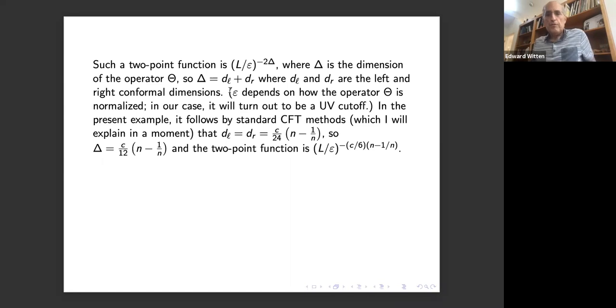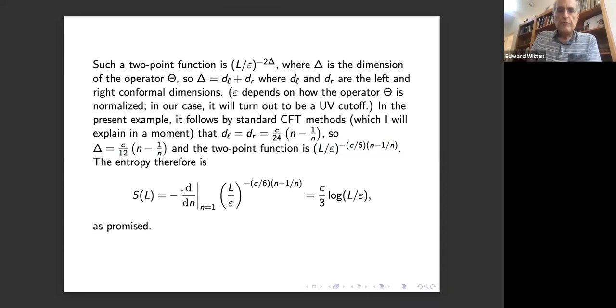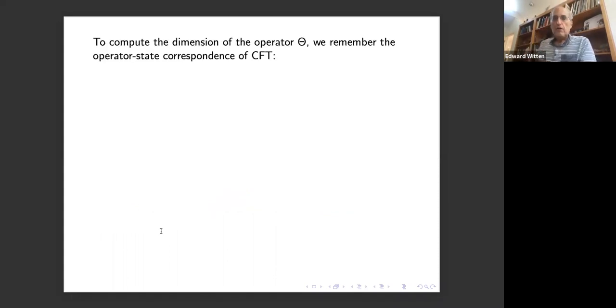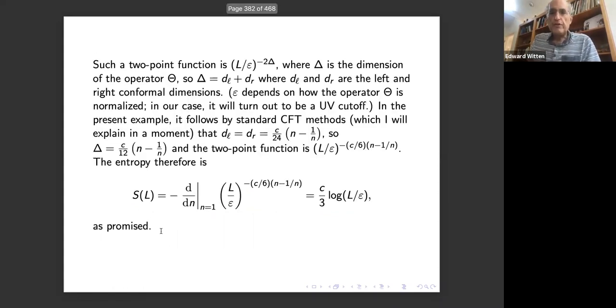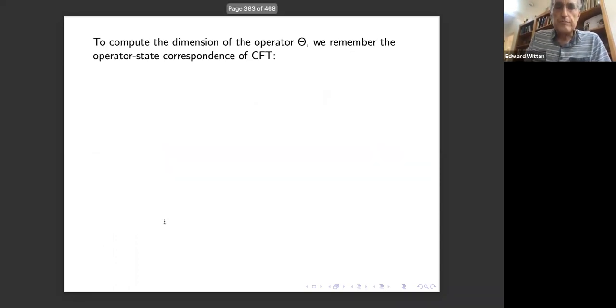In the present example, I'll explain in a moment that dl and dr are c over 24 times n minus 1 over n. So delta is c over 12 times n minus 1 over n. And the 2-point function is given by this formula. So the entropy, which is minus d by dn at n equals 1 of this expression, is c over 3 times log L over epsilon, as promised. So the only thing we need to complete the argument then, I use this value for the dimension of the operator, and we have to check that.